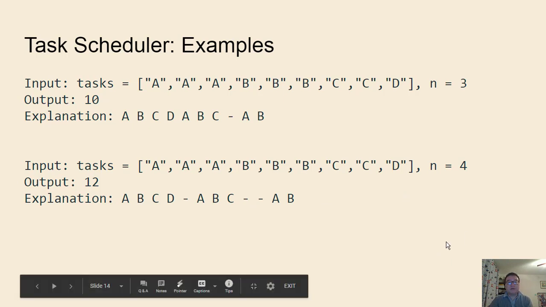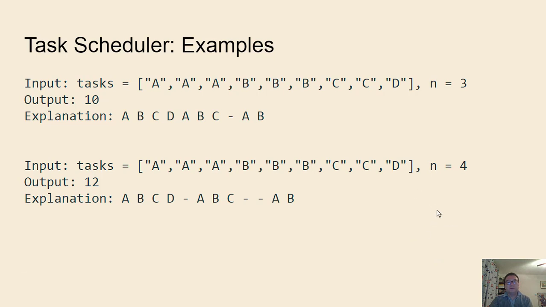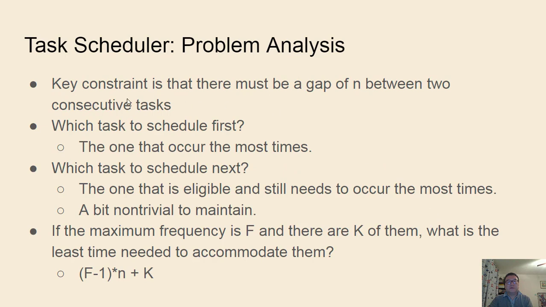I want you to think about how you would solve this problem. The key constraint is that there has to be a gap of n between 2 consecutive tasks. If we are asked to actually come up with a schedule, we can use a greedy approach. Which task should we schedule first? I think it's pretty obvious that we want to schedule the one that occurs the most times, because we are basically constrained by them. Every pair of them has to have a gap of n between them.